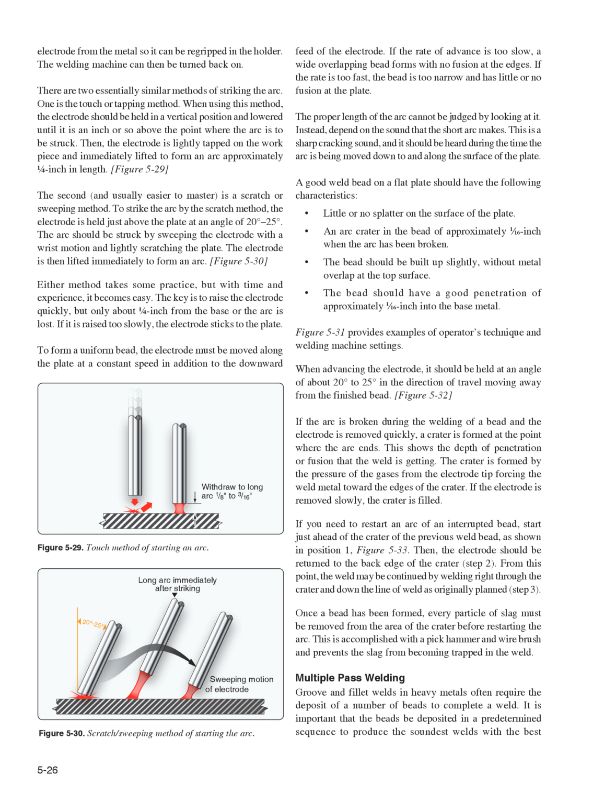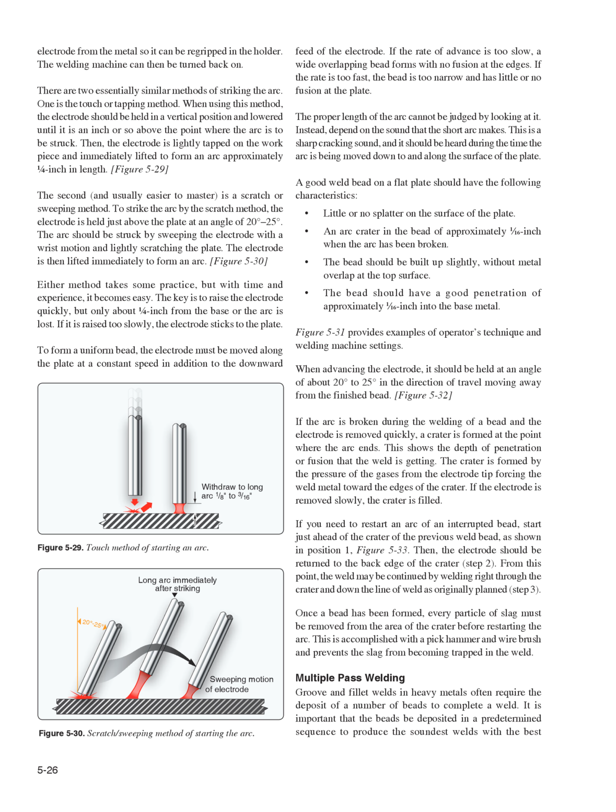The second, and usually easier to master, is the scratch or sweeping method. To strike the arc by the scratch method, the electrode is held just above the plate at an angle of 20 to 25 degrees. The arc should be struck by sweeping the electrode with a wrist motion and lightly scratching the plate. The electrode is then lifted immediately to form an arc. Figure 530. Either method takes some practice, but with time and experience, it becomes easy.